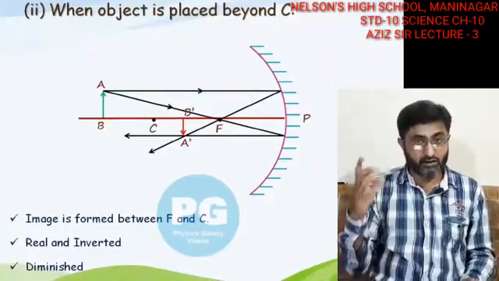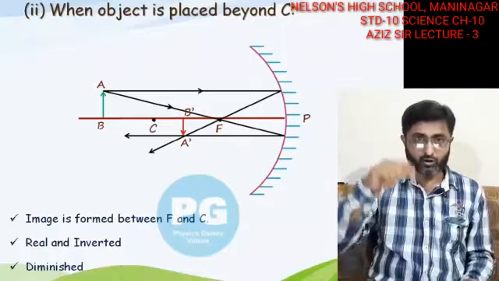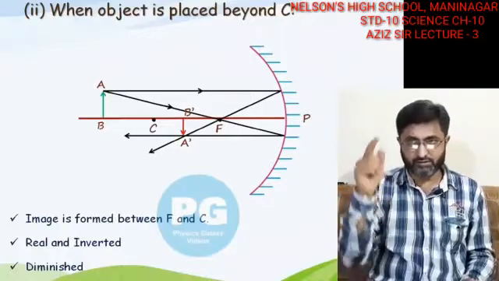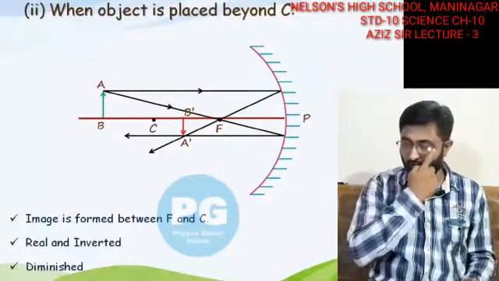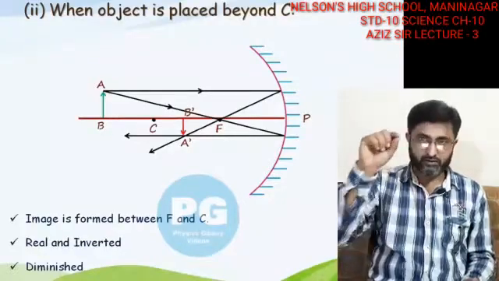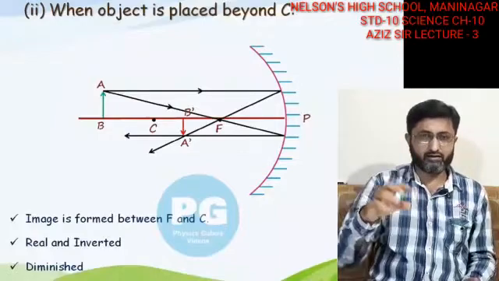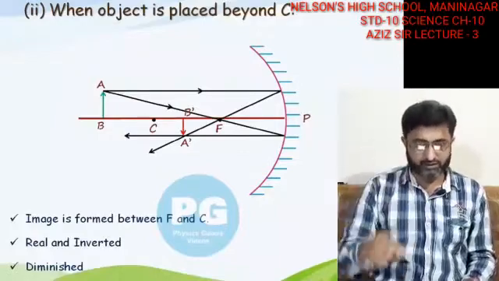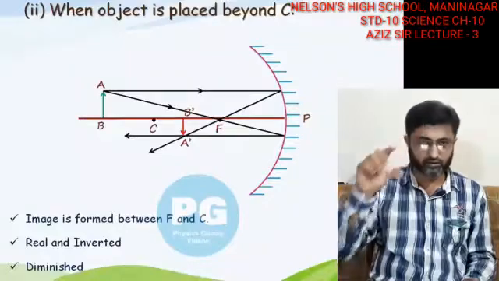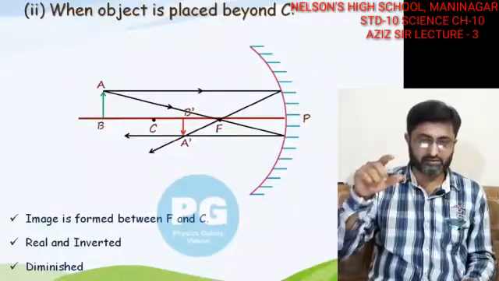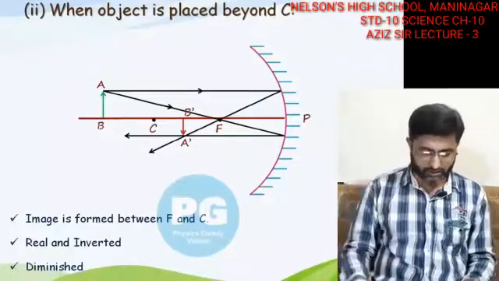The image is real, that means it is obtained on the screen, and it can be obtained on the mirror itself. We will be able to see on the mirror also that the image is there. If you see from the front side, it will be inverted and diminished, smaller in size. So, smaller in size with respect to the object height. Whatever the object height h is, h dash must be smaller in size, right.